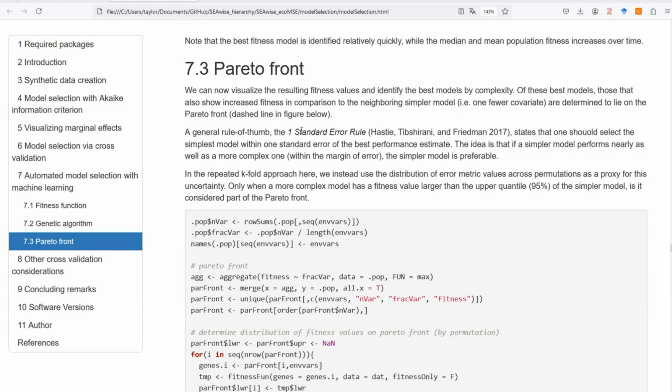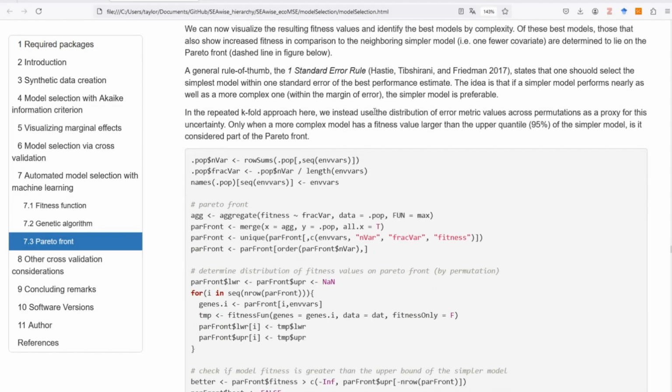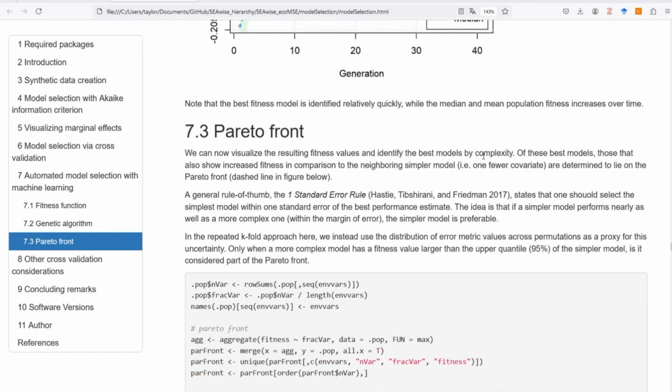Okay, so now we'll look at the results. One of the plots that we found helpful to look at the outcomes of these is to plot the complexity versus fitness. And since we have all of the individuals that were evaluated through all the 40 generations, we have lots of combinations of models and lots of fitness values to investigate.